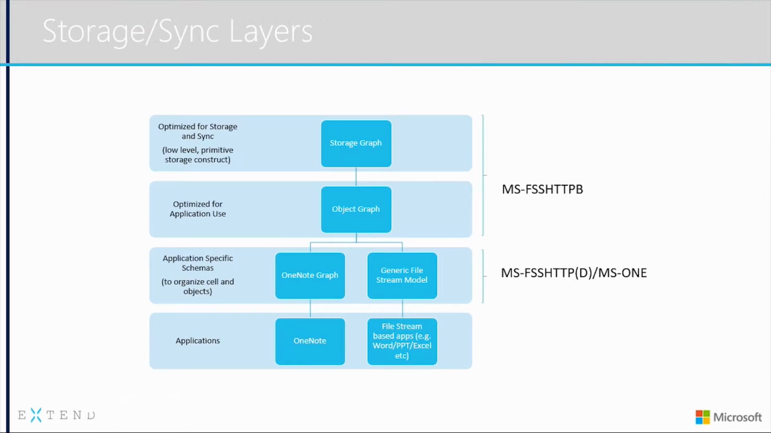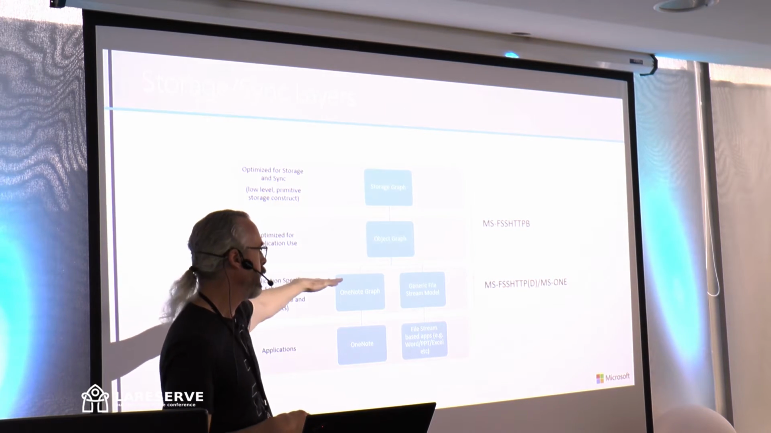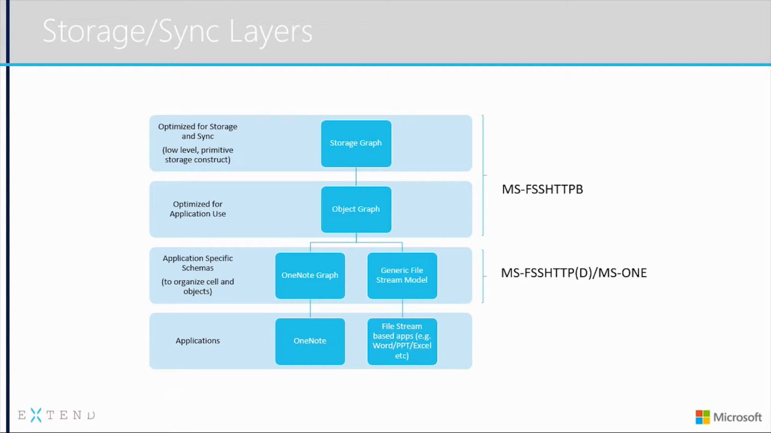So here's where these pieces sit in the documents. FSS HTTP describes both of these layers of storage in the object graph. And then D describes the document schema layer that breaks down the file into efficient chunks so that they can then be represented in the object graph.